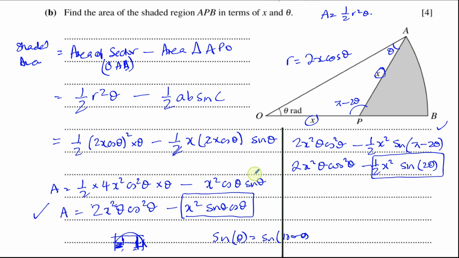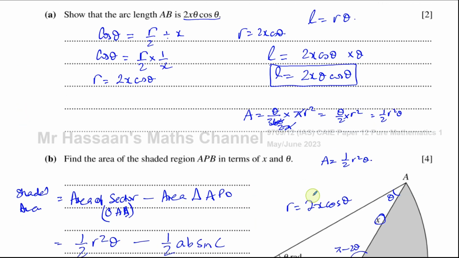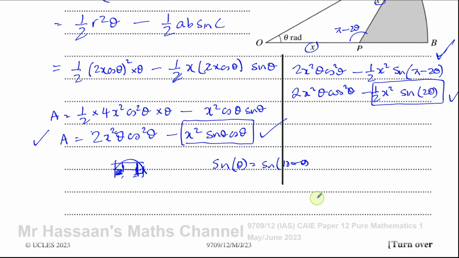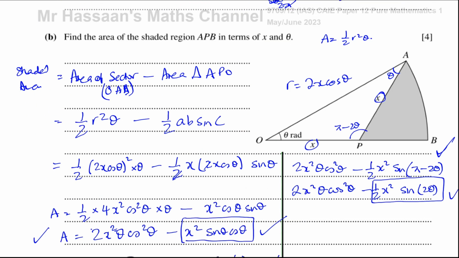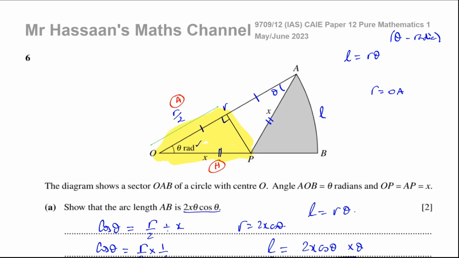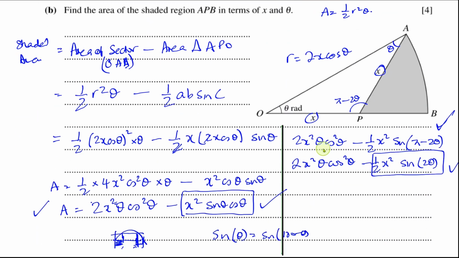So if you get your answer and leave it like this, or like this, or like this, all of those will be acceptable. If you look at the mark scheme, all of these are acceptable ways for us to write an answer. So there is the area of this shaded region. I went into a bit more detail just to explain a few things. Was there a part C to this? No. Okay, so that is the end of the question.